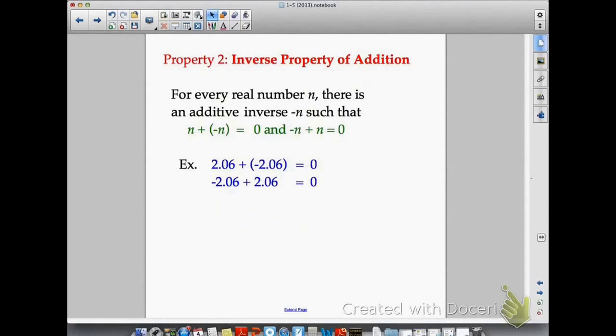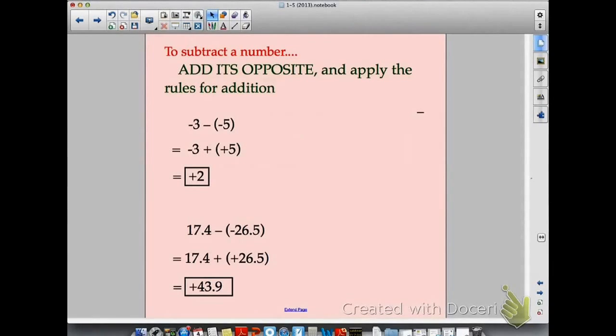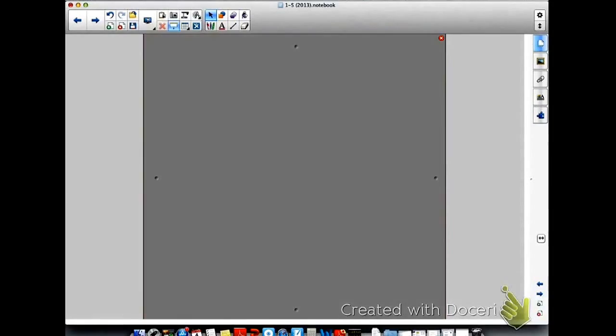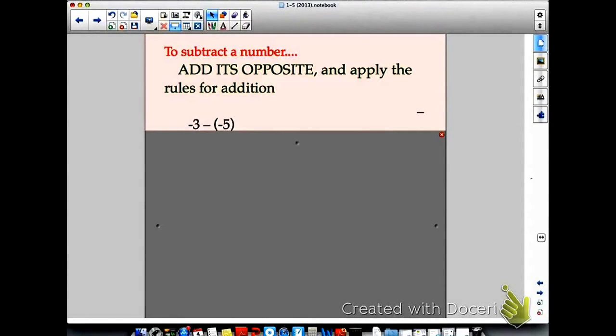All right, so let's look at some subtraction problems. To subtract a number, add its opposite and apply the rules for addition. So -3 minus -5 can be rewritten as... How do you rewrite -3 minus -5? Andrew: -3 plus +5. -3 plus +5.